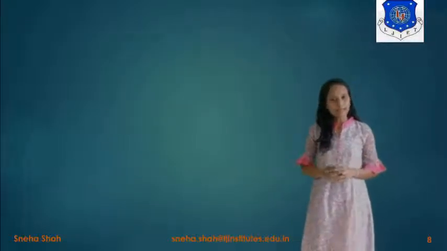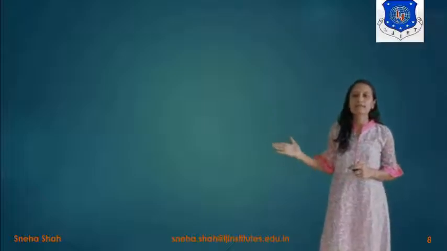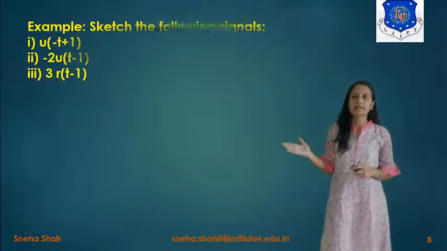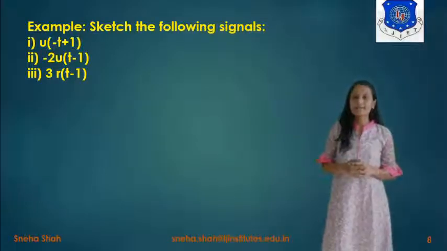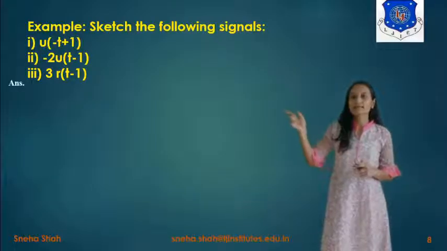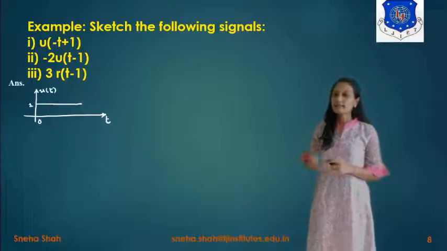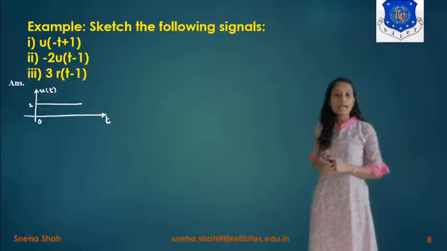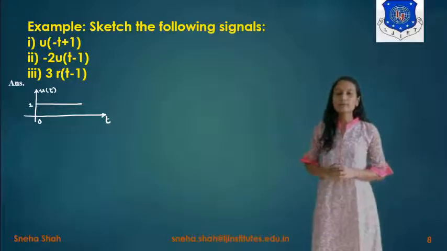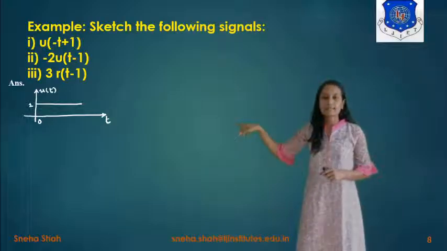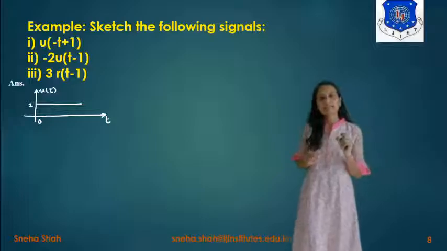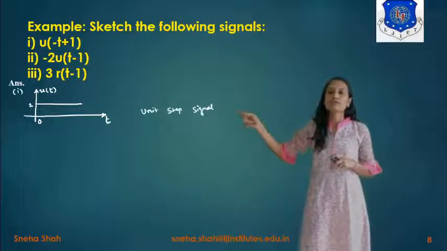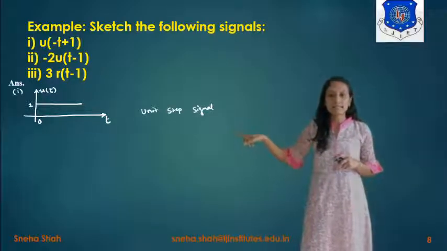If you want to understand all these operations well, we will solve some examples. The example is based on this. Sketch the following signal: u of minus t plus 1, minus 2 u of t minus 1, and 3 r of t minus 1. In this, first of all we have taken u of t. As you know, the standard u of t, the unit step signal, will be like this. For t greater than or equal to 0, its value will be 1, and for t less than 0, its value will be 0. So u of t is considered as the unit step signal.